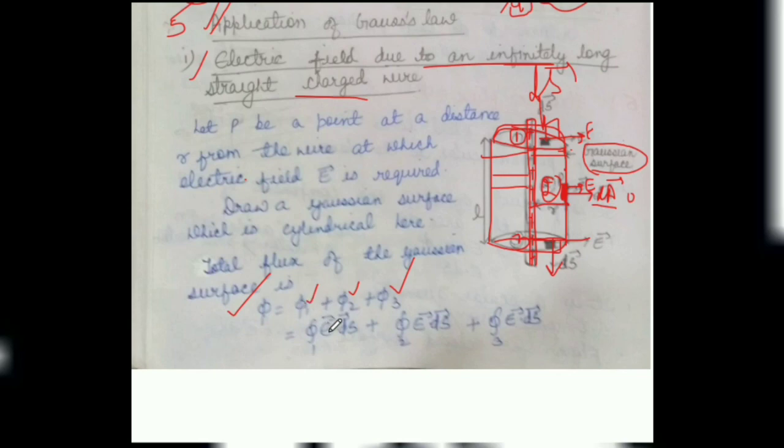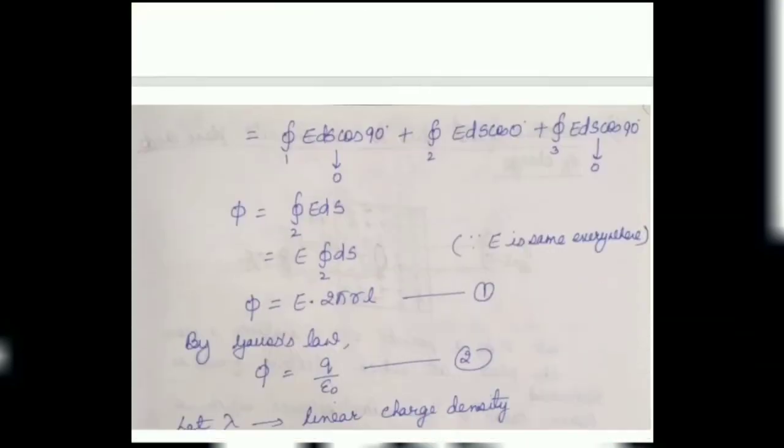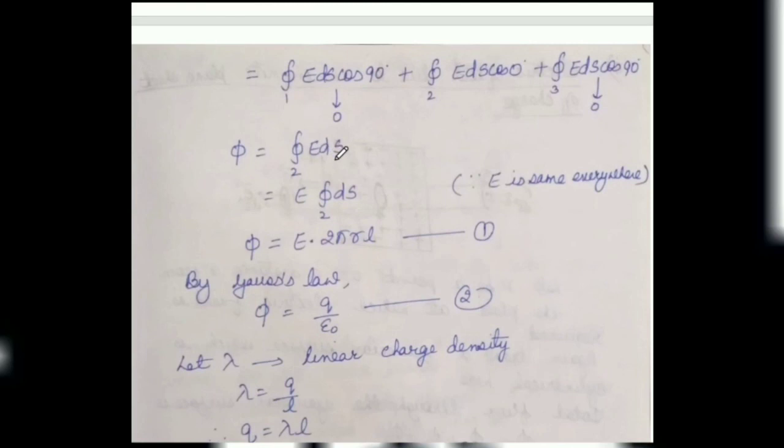The flux through the first surface is E dot dS, and E dot dS is E dS cos 90 degrees, and cos 90 is 0. So this term is 0 through the first surface. The third surface also has a 90 degree angle, so this term is also 0. Only this term is left: E dS cos 0, and cos 0 is 1. So only the flux through the second surface is left.